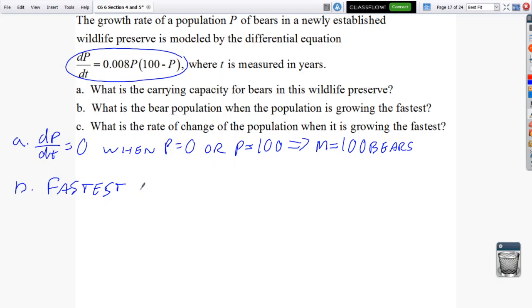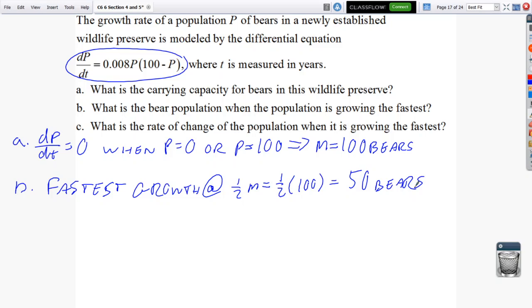Fastest growth at half of m, half of 100, which is 50 bears. If I've got 50 bears in my wildlife preserve, that means I have the fastest rate of growth. They're reproducing as fast as possible, and none of them are having to cannibalize to drop the rate.